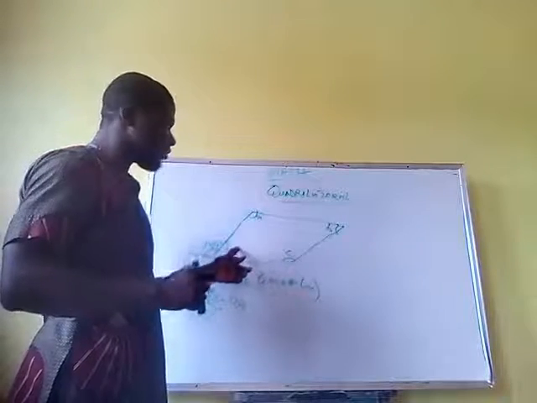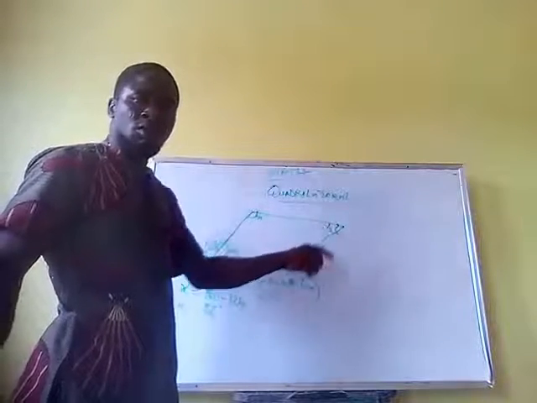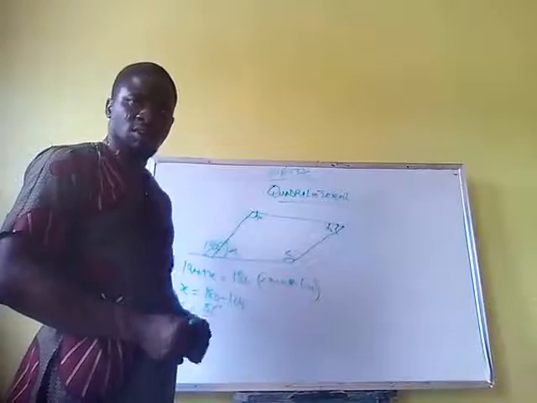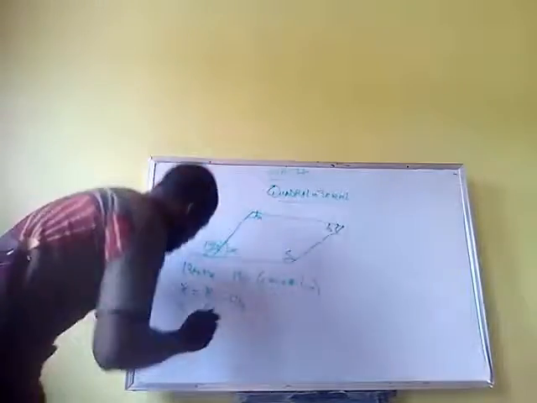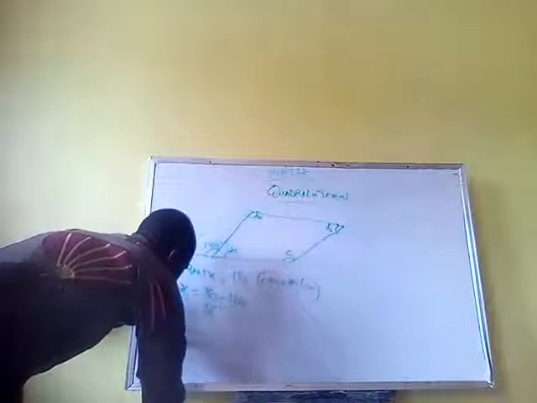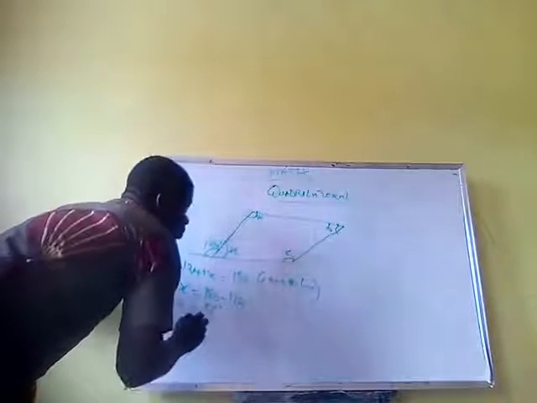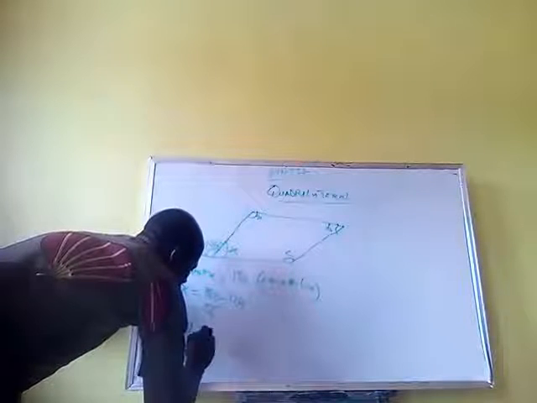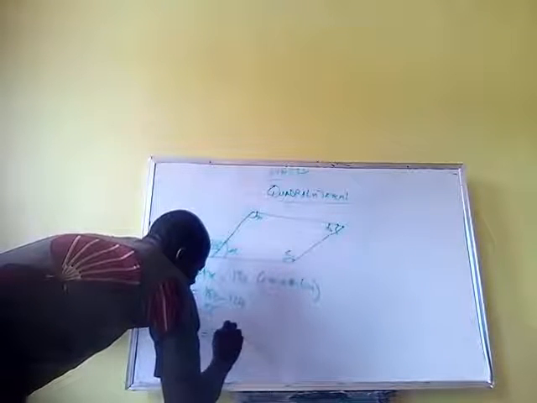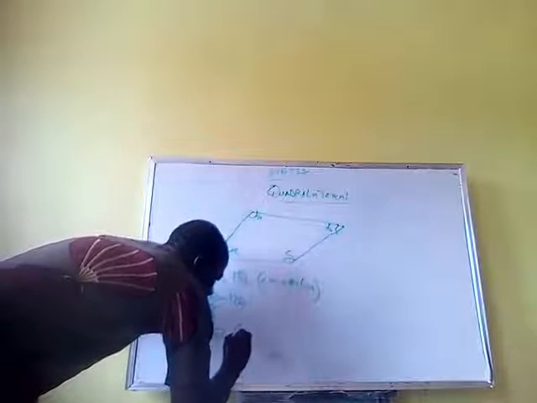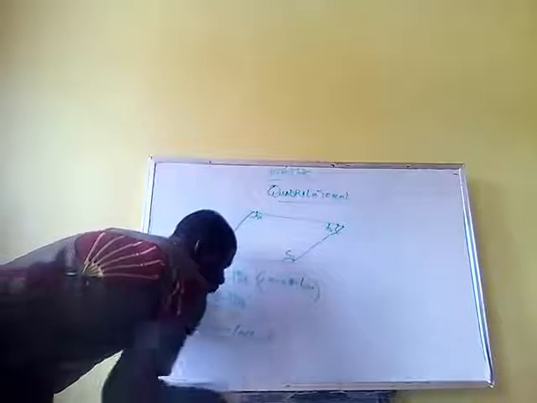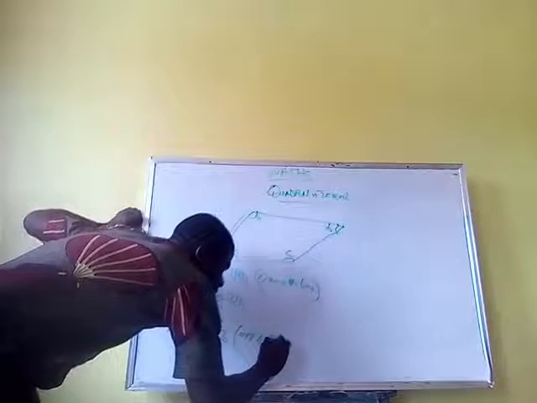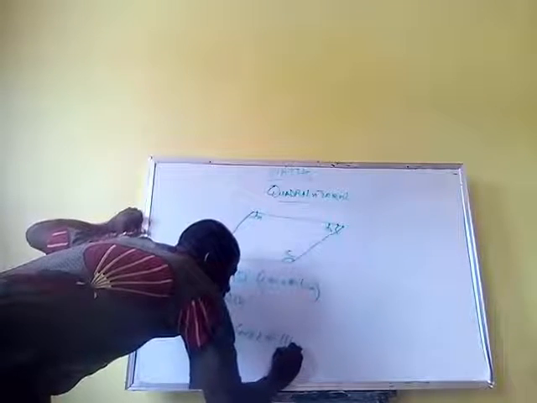So if here is 56, B is also 56. Opposite angles of a parallelogram. So you have X equal to B equal to 56 degrees. Opposite angles of a parallelogram.